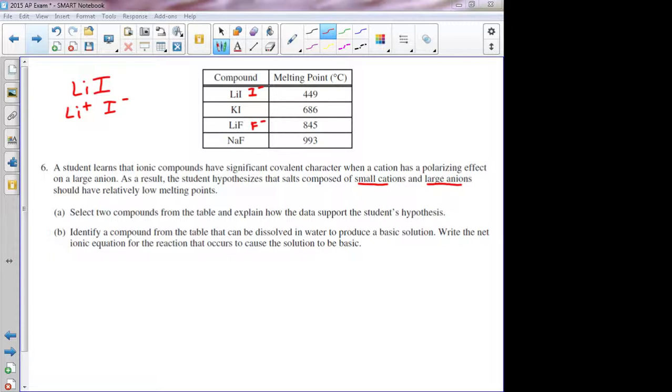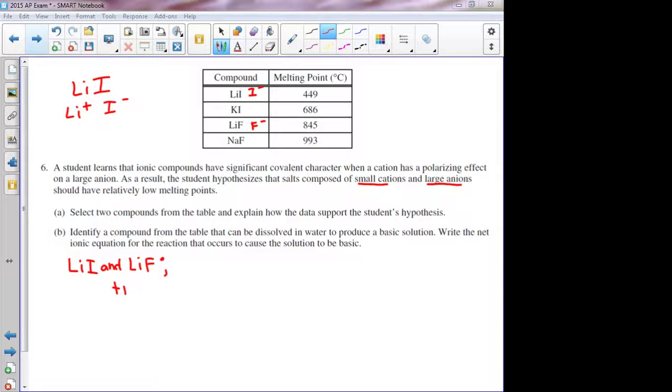Prove it. What can I say to prove it? What 2 compounds do I need to choose, first of all? LiI and LiF. Plus 1. We just chose the correct 2 compounds. Heck yeah. Okay? Now, how does the data up there support what the student said? Remember, they didn't ask you if the student hypothesis was correct. It's correct. Okay? They asked you to support it. Explain it. How can I support it and explain it?